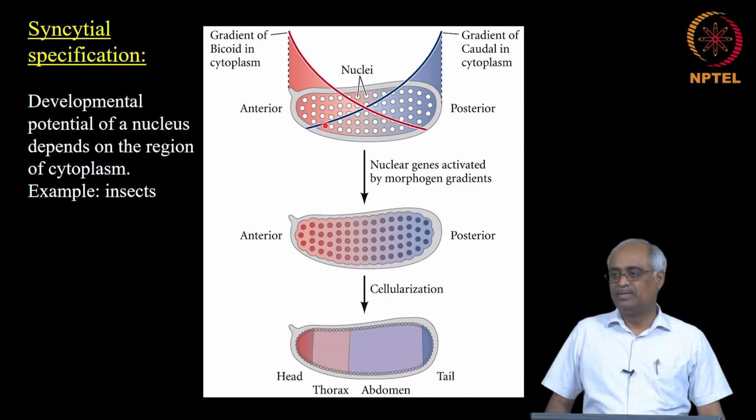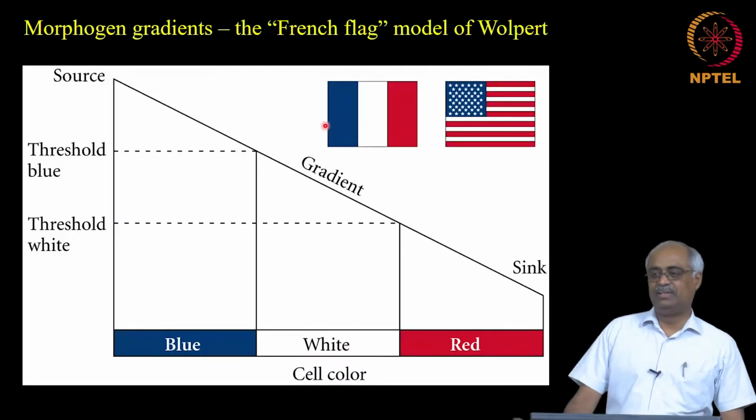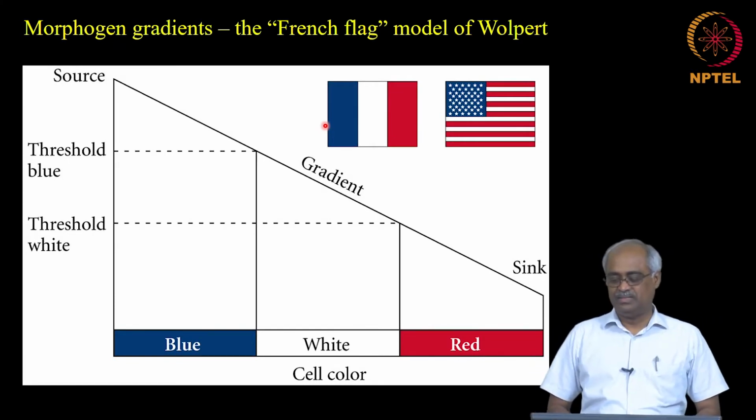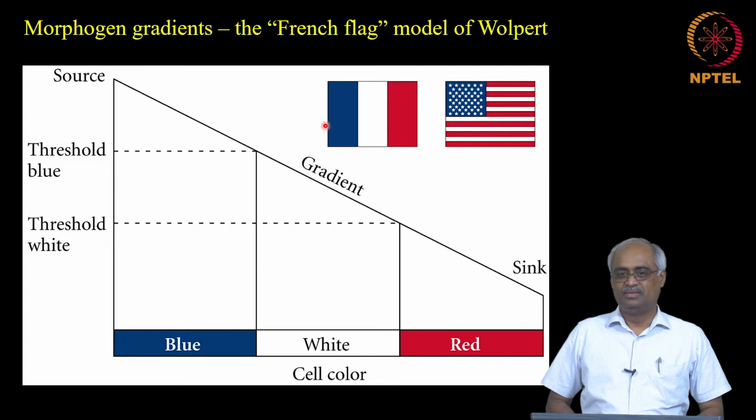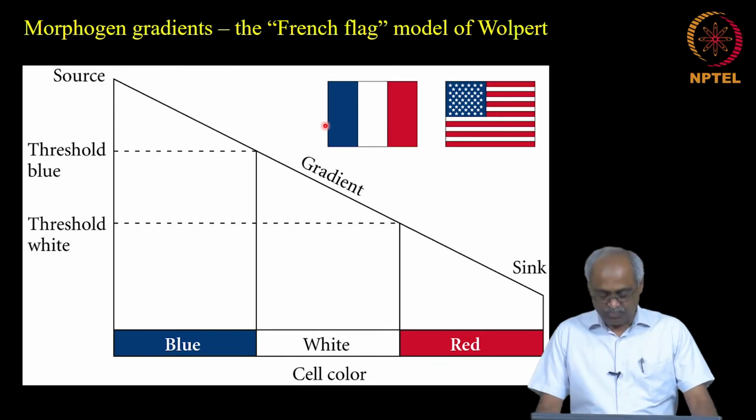Some molecules function primarily based on their concentration gradient, and that is what this French flag model by Wolpert tries to explain. So Wolpert has another well known textbook on developmental biology. Scott Gilbert's, I feel, is better organized for our purposes, and therefore we follow that, but there is another equally good book by Wolpert.